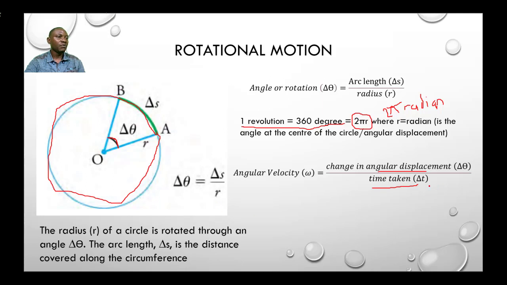And you divide it over the time it took for it to achieve that displacement from point A to point B. Now, there is a formula here that you need to pay attention to. If you want to calculate your angular displacement, you can calculate it by using this formula: the length of this arc divided by the radius of that circular motion. That is what you use to determine the angular displacement. And when you've gotten the angular displacement, you just plug it into the formula of velocity. Then you'll be able to determine the time taken.